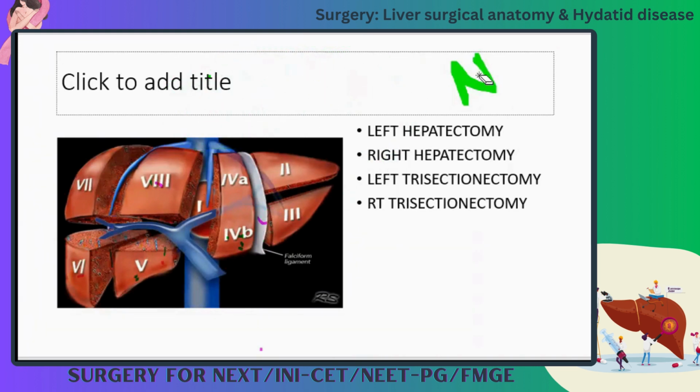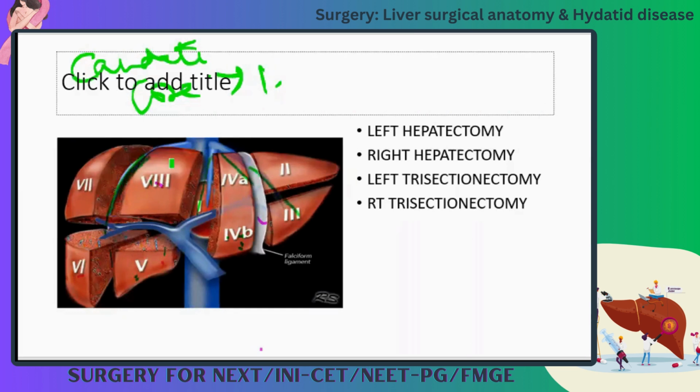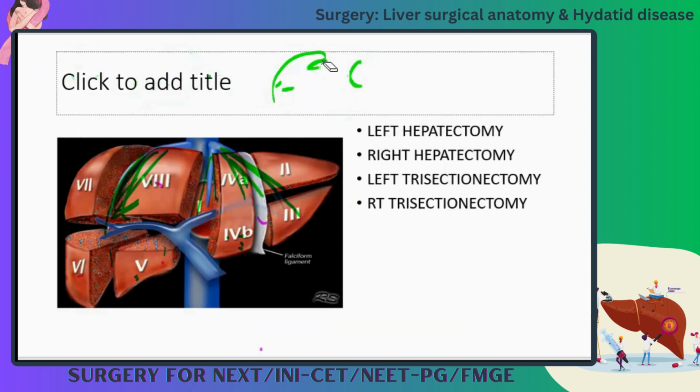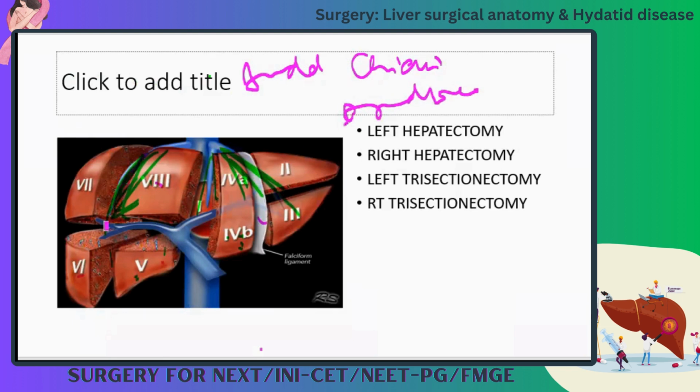One important point regarding the caudate lobe. The caudate is the first lobe, and quadrate is the fourth. The other lobes are all draining through the hepatic veins. But lobe 1 drains directly into the inferior vena cava. There is no hepatic vein here. You have heard about an entity called Budd-Chiari syndrome in medicine. What happens in Budd-Chiari syndrome? There will be obstruction to the hepatic veins.